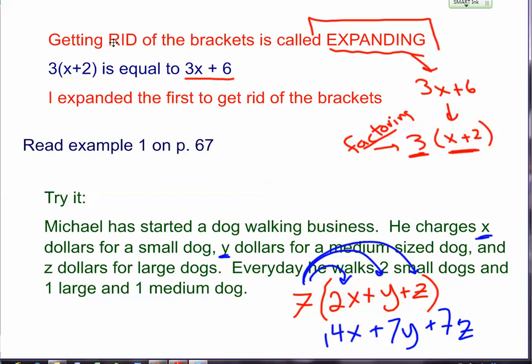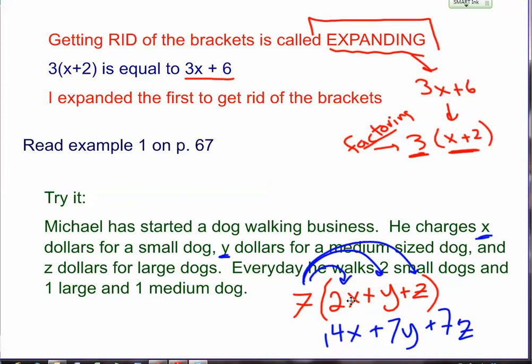So just vocabulary, getting rid of the brackets is called expanding. So when I distribute my 3 to my x and my 2, I expand the expression to get 3x plus 6. And then we just did an example with Michael here. So he charges X dollars for walking a small dog, and Y dollars for a medium dog, and Z dollars for large dogs. Every day he walks 2 small dogs, 1 large and 1 medium. So that's 2x plus Y plus Z.